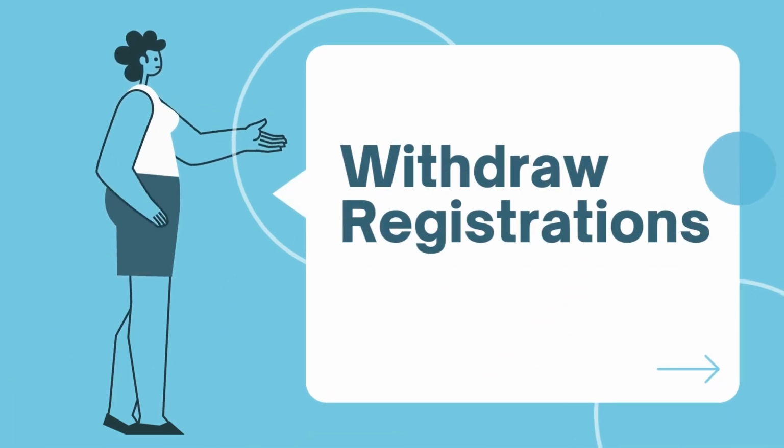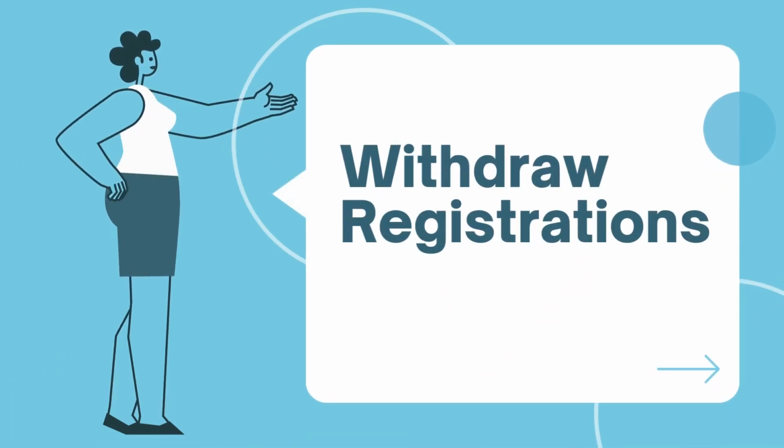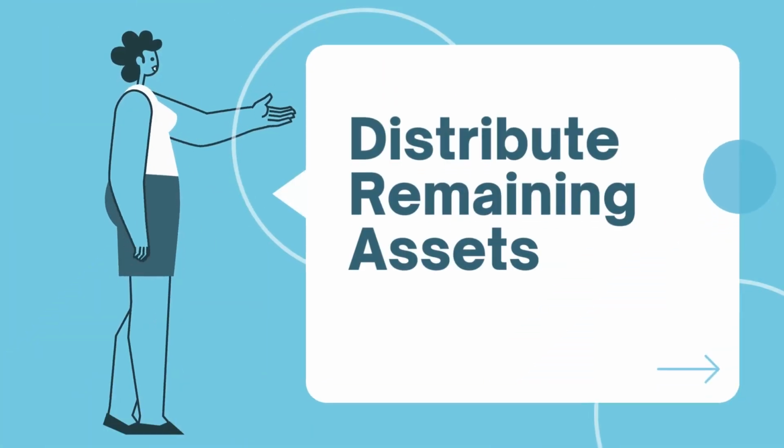Withdraw registrations. The LLC must cancel any business licenses, permits, or assumed business names it had registered in North Carolina or other states. Distribute remaining assets.